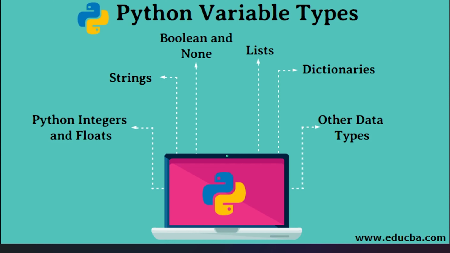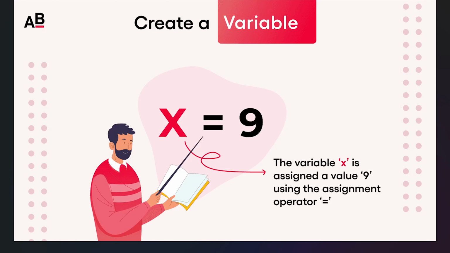In the first picture, I've brought you a sample to see some different variable types. For example, we've got dictionaries, lists, booleans, strings, integers, floats, and a lot of other data types. In the next picture, we can see how to create a variable. Here we've got an example.